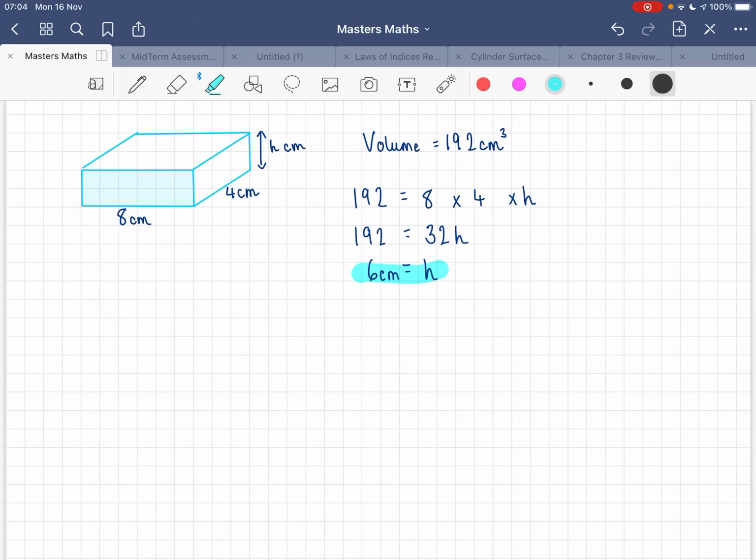If you find the algebra quite hard to get your head around, basically you take whatever the volume is, you divide it by 8, and then you divide it by 4, and that would give you h. You divide by the dimensions that you've got. You're working the formula backwards. So if you were trying to find the volume, you would multiply them all together. If you need to go back from the volume to work out a height, you need to divide by the dimensions that are already there. Okay, I hope that makes sense.